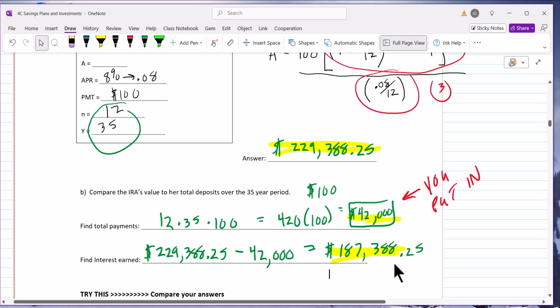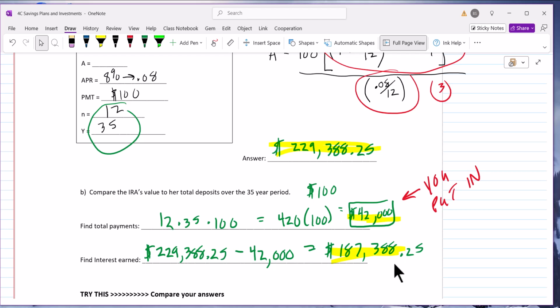Okay, so you look at the problem, you put in 42,000, this much interest was earned, which is a bunch of interest, and this is the reason it's so much interest, because it's 35 years. Once you get out into the years, you get in the 20s and 30s like that, you start gaining a ton of interest. So that would be how much interest is earned. Okay, any questions?